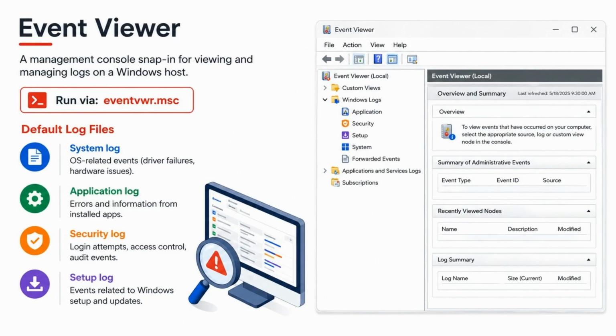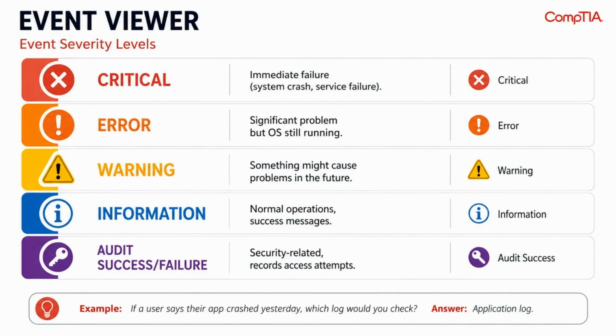Moving on to Event Viewer, remember that you can launch it directly by typing eventvwr.msc in the Run dialog. This tool is your primary window into the health of your Windows system by providing access to detailed logs. Event Viewer tracks several default logs.